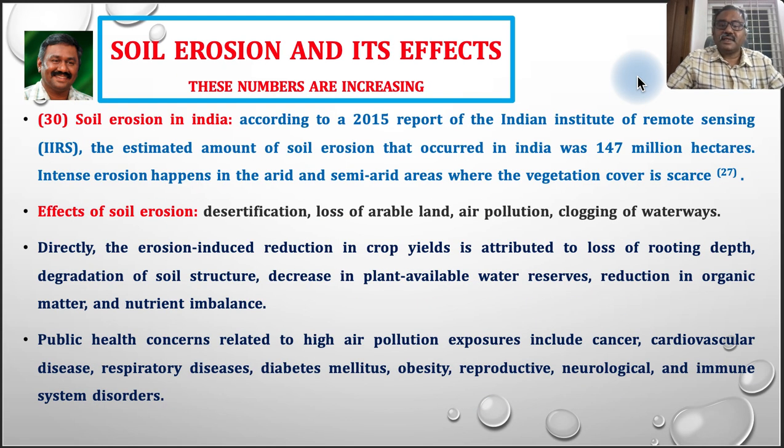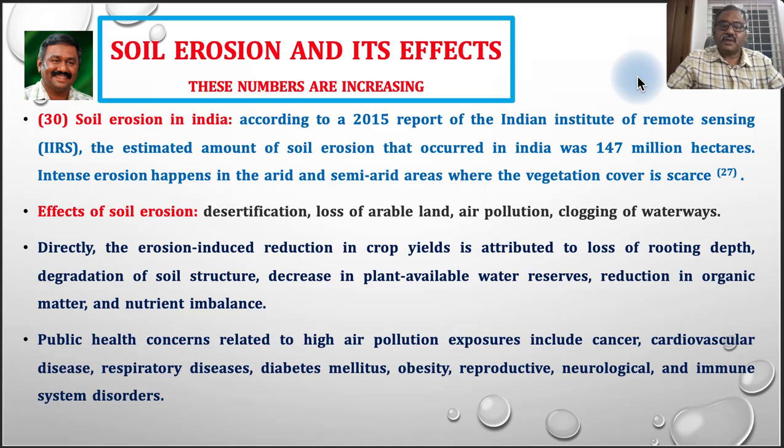Soil erosion and its effects. These numbers are increasing. Soil erosion in India: according to a 2015 report of the Indian Institute of Remote Sensing, the estimated amount of soil erosion that occurred in India was 147 million hectares. Intense erosion happens in the arid and semi-arid areas where the vegetation cover is scarce. So, what are the effects of soil erosion? Desertification, loss of arable land, air pollution, clogging of waterways.